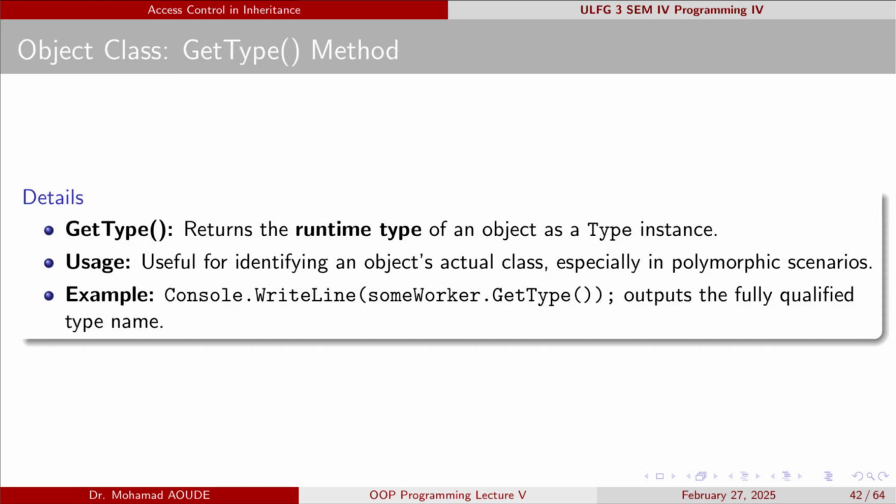For instance, GetType, a method from the object class, returns the actual runtime type of an object. This is especially helpful in polymorphic scenarios, where you may be using a base reference but want to identify the true class underneath.